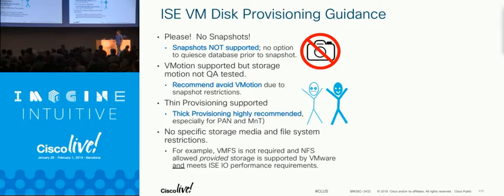That's why our recommendation is to use thick provisioning instead of thin provisioning, especially for PAN and MNT, because that is where all the databases are. PSN is fine. PSN doesn't have a lot of local database. Maybe the Redis database, that's pretty much it, and that should be okay if you're running thin provisioning on the PSNs.